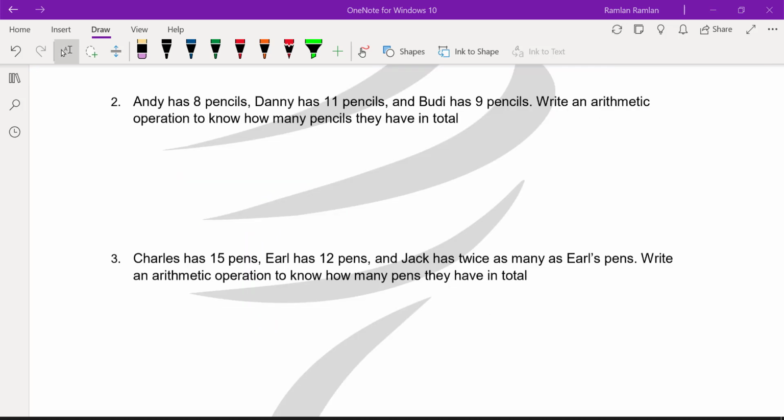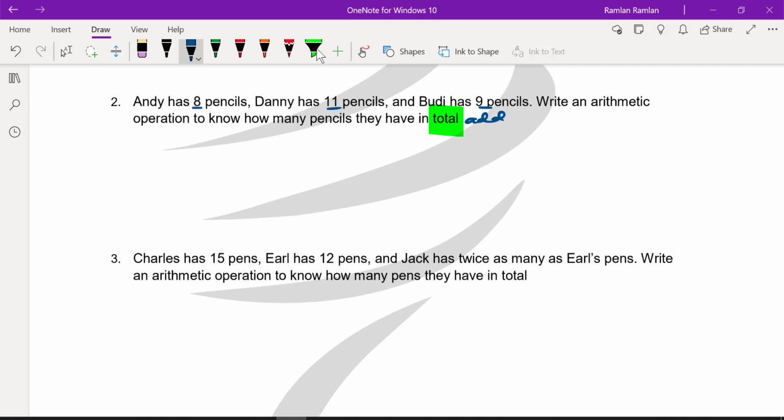Okay, moving on to the next question. Andy has 8 pencils, Danny has 11 pencils, and Booty has 9 pencils. Write an arithmetic operation to know how many pencils they have in total. So if we say total, it means that we only need to add, right? So you only need to add all of these numbers, right? 8, 11, and 9, because all of them are pencils. I mean, they have the same items, right?